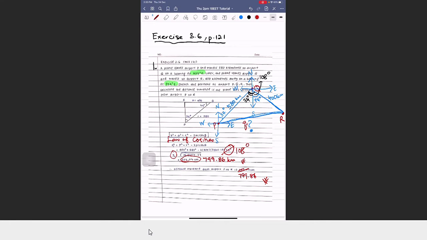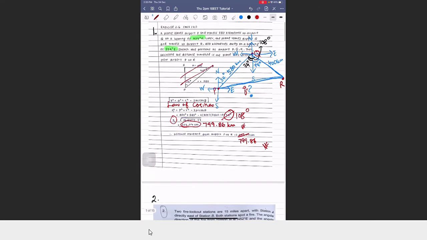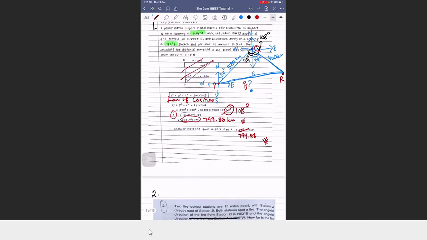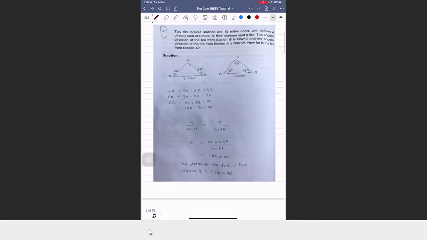The rest of you, any question? Any question for this question 1 before we move on to the next one? So next question is from Izati. This is question 2.